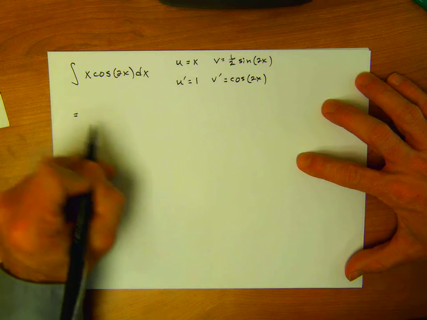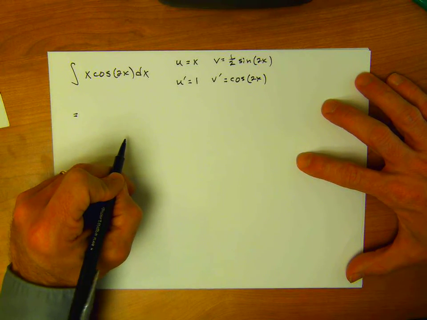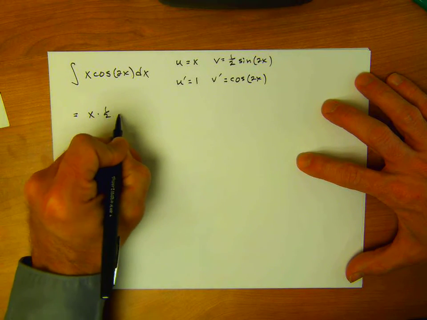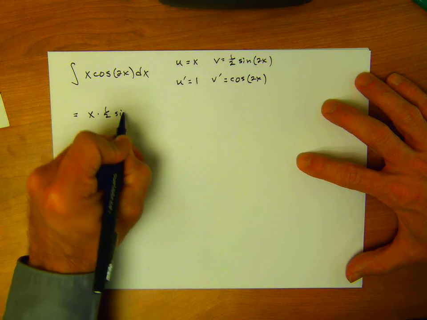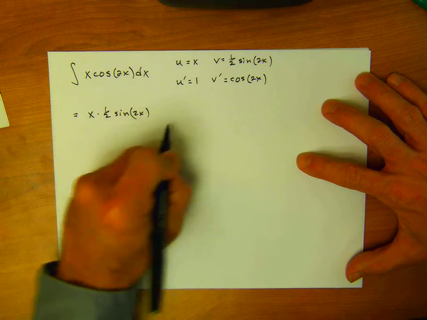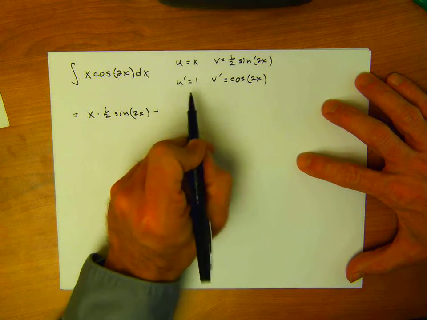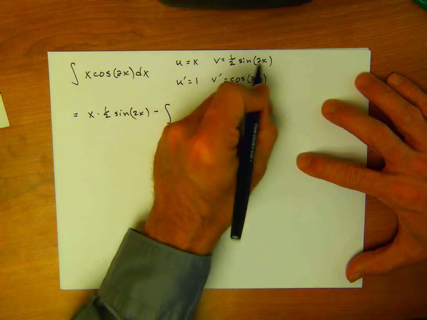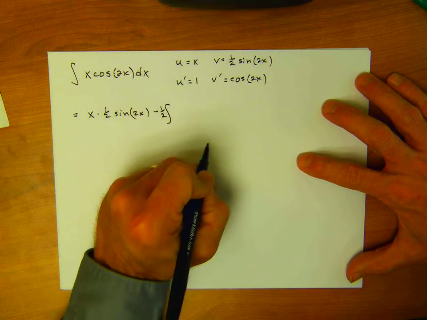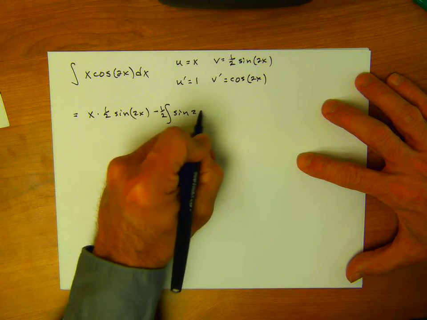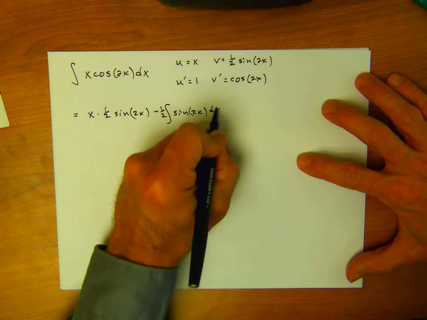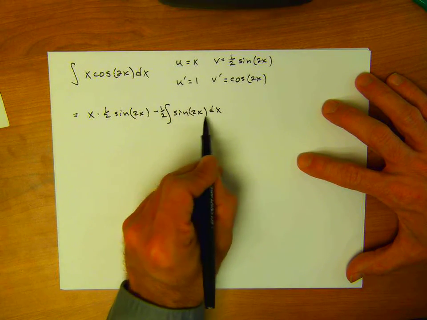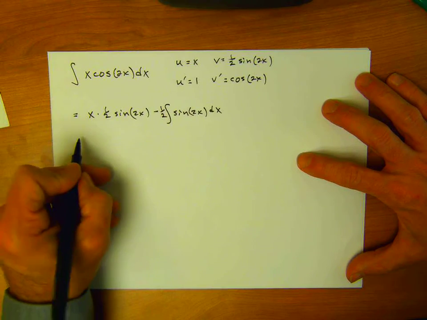All right, so I've got my u prime, v, and v prime. Remember, this is going to be u times v. So I'm going to have x times 1/2 sine of 2x minus the integral of u prime times v. So that's going to be 1 times 1/2 sine 2x. I can bring the 1/2 out front, sine of 2x dx. Now, similar to what I did here, this is something I know how to find the antiderivative of.